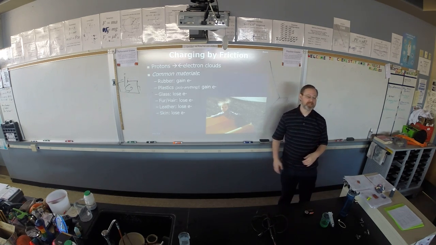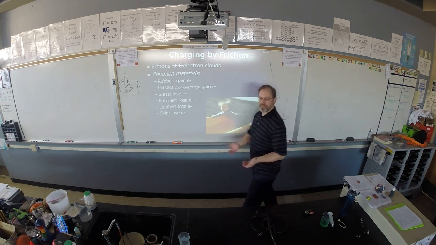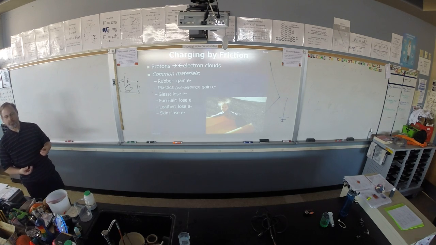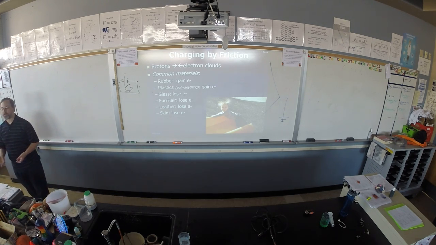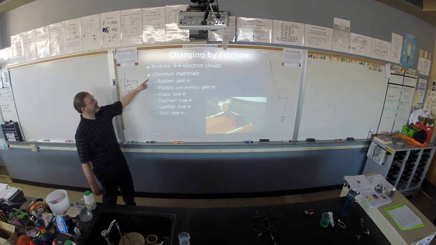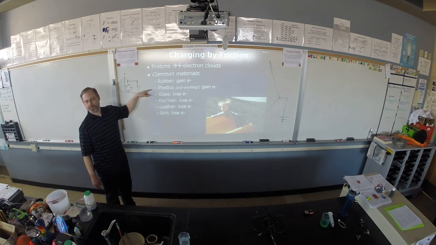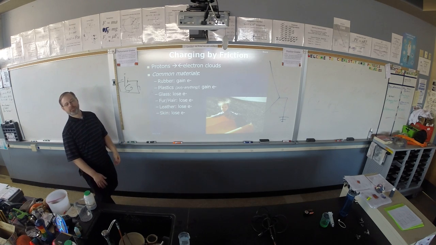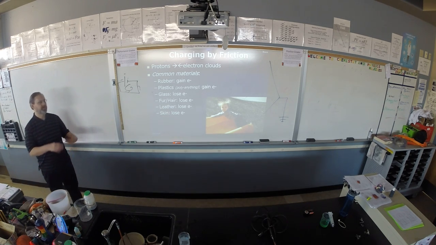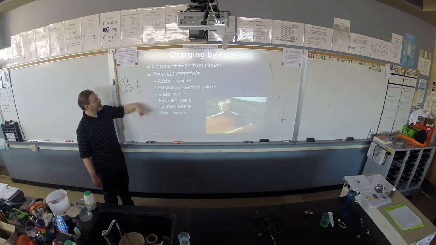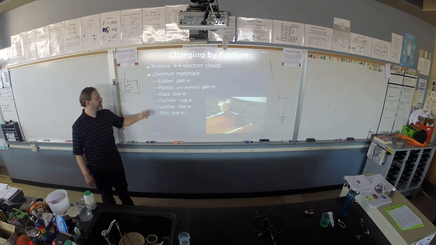So some things like to gain electrons because there's holes in their molecular structure where the electrons can hang out. Some things like to give up electrons because they don't hold onto their electrons very well. So rubber loves to gain electrons. Plastics love to gain electrons. Most of the inside of your car is plastic. From the dashboard to the seats, it's all organic compounds. Organic compounds love to gain electrons. Rubber and plastics love to gain electrons. Glass loves to lose it. Fur and hair love to lose it. Leather loves to lose it.